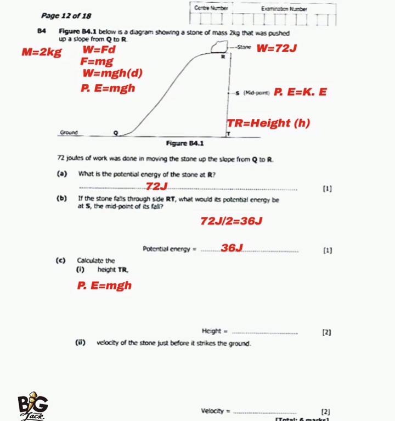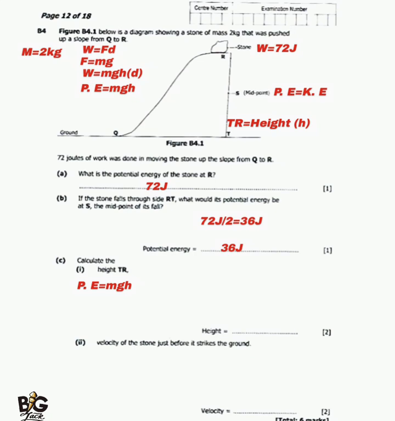So for us to calculate the height, the potential energy at R is what? 72 joules. The potential energy at R is 72 joules. So in this case, don't use 36. They are saying the height TR, unless they were saying TAC, then you are supposed to use 36. Now in this case, they are saying TR.